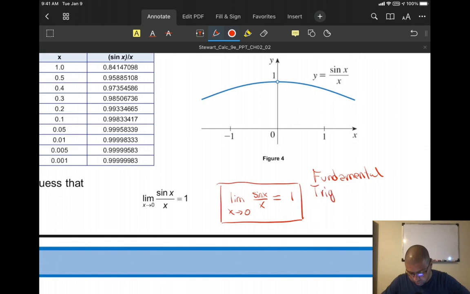trigonometric limit. Using this limit, we can follow other limits that exist and that we're going to use.